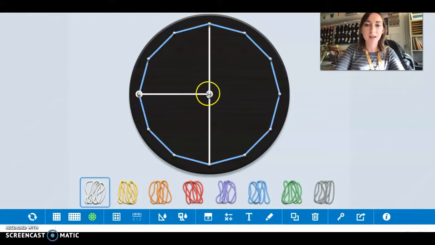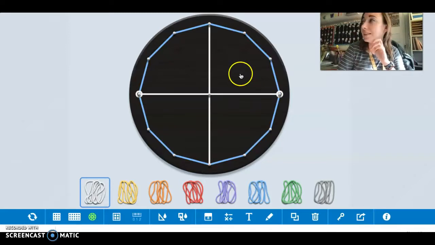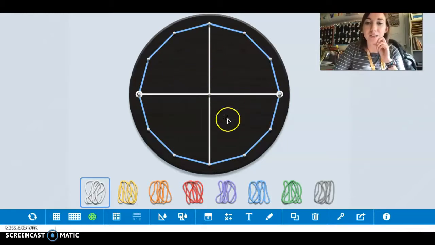Maybe if... what about now? What do you guys see now? Do you see 4 parts? We do, we see 4 parts, and are they 4 equal parts? That's the important part. They are 4 equal parts.